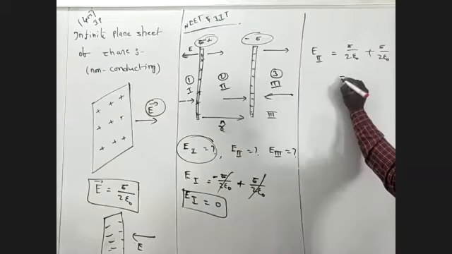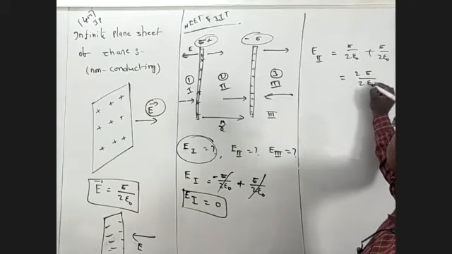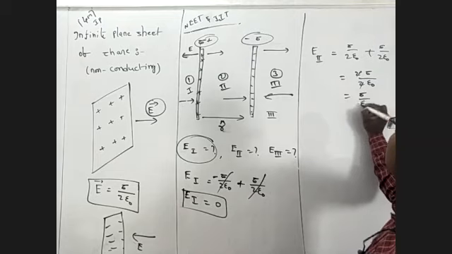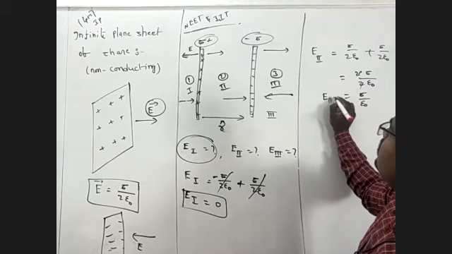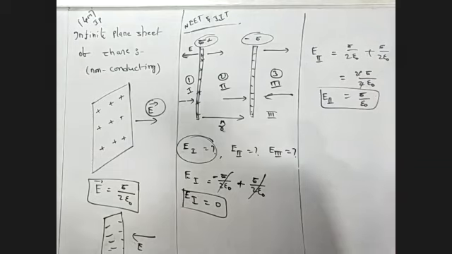We are taking the first. This is 2 sigma by 2 epsilon naught. So the 2 cancels, giving sigma by epsilon naught in region number 2. This is the electric field.